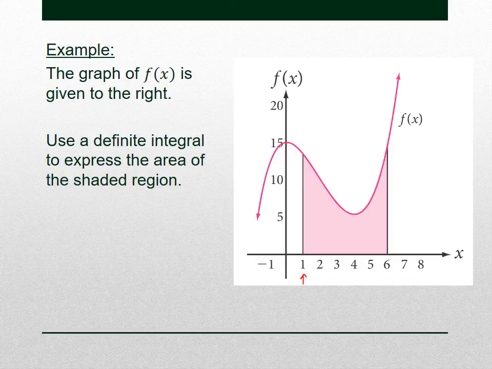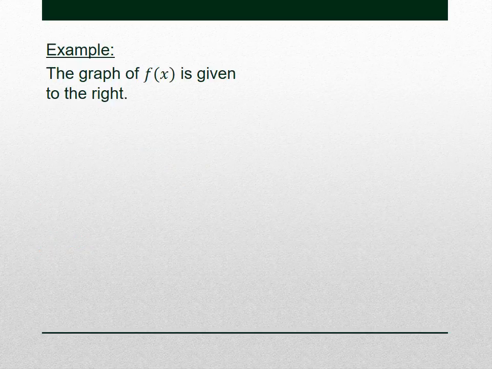So here, if we want the area from x equals 1 to x equals 6, between the graph of f of x and the x-axis, we can write that as the definite integral starting at 1 all the way to 6 of this function, whatever it is, dx. So the definite integral from 1 to 6 will give us the area between the graph and the x-axis from x equals 1 to x equals 6. Right here, shaded blue.